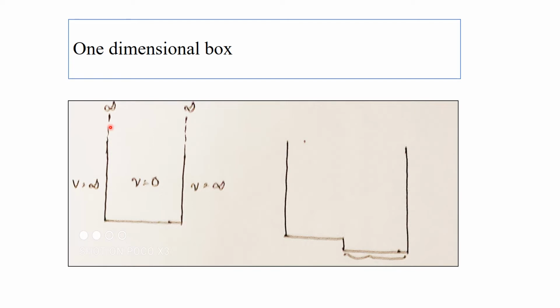Consider the case of a one-dimensional box. In the case of a one-dimensional box, the potential is zero everywhere inside the box and infinite outside the box and at the boundaries.